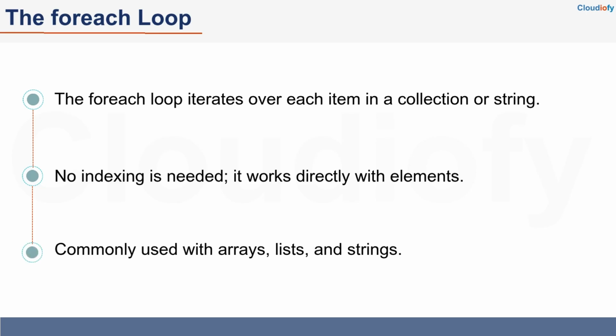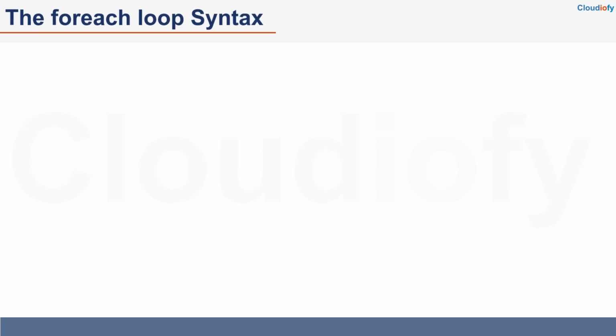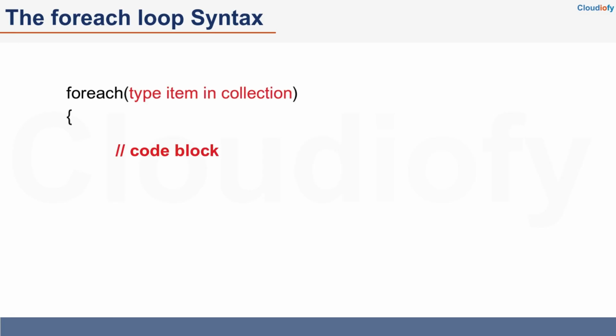This loop is perfect when you want to process each element in a group, like printing all items in a list or all characters in a word. The syntax starts with the keyword foreach, followed by the data type and a variable to store each item. Then we mention the collection, and finally the loop body inside curly braces.